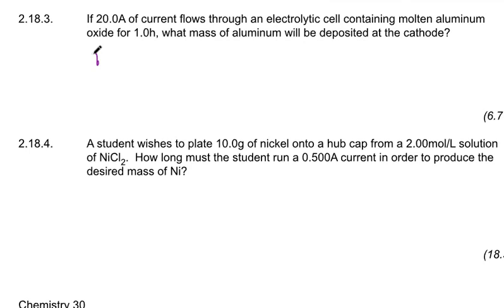Okay, 20 amps of current flows through an electrolytic cell containing molten aluminum oxide for 1 hour. What mass? Okay, now it gets interesting. Okay, we're making aluminum. We'll get to that in a moment. This formula doesn't tell us anything about aluminum oxide. It just tells us, okay, we have 1 hour. That's 60 minutes. That's 3,600 seconds.